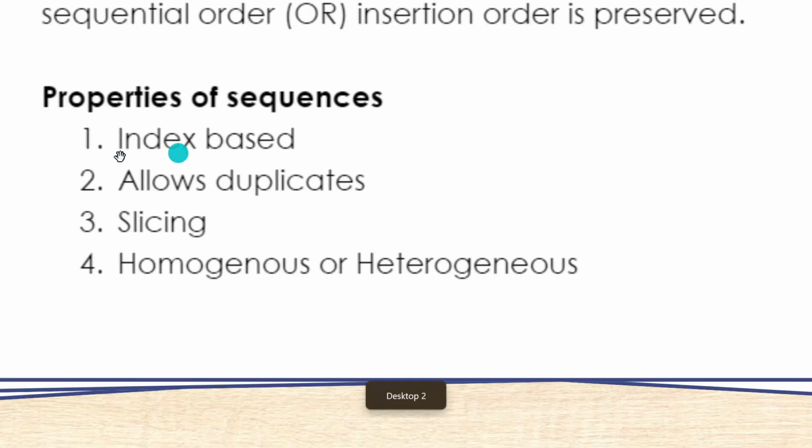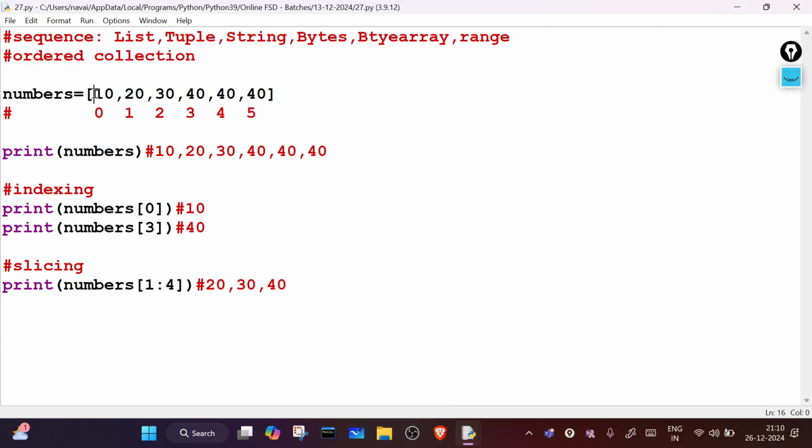Okay, so indexes we understood, duplicates we understood, slice we understood, and now homogeneous and heterogeneous. What is the meaning of homogeneous? Homogeneous means all the elements have the same data type. 10 is integer type, 20 integer type, all the elements are the same data type, which is integer. So will it allow boolean, will it allow string? Will it allow another list?